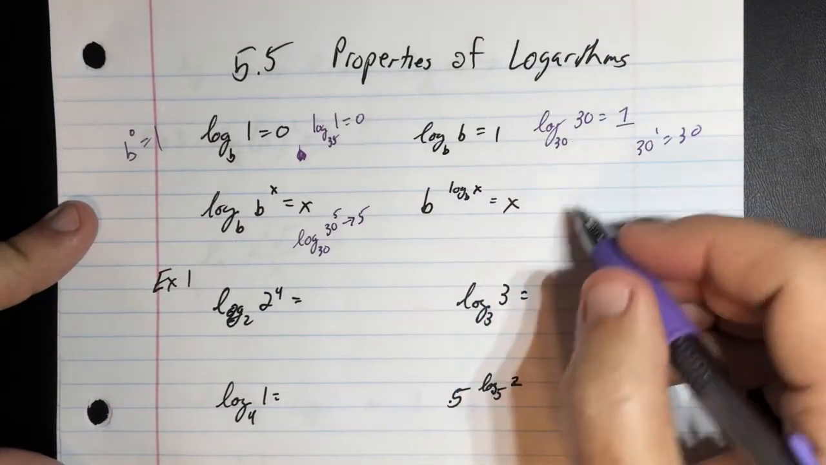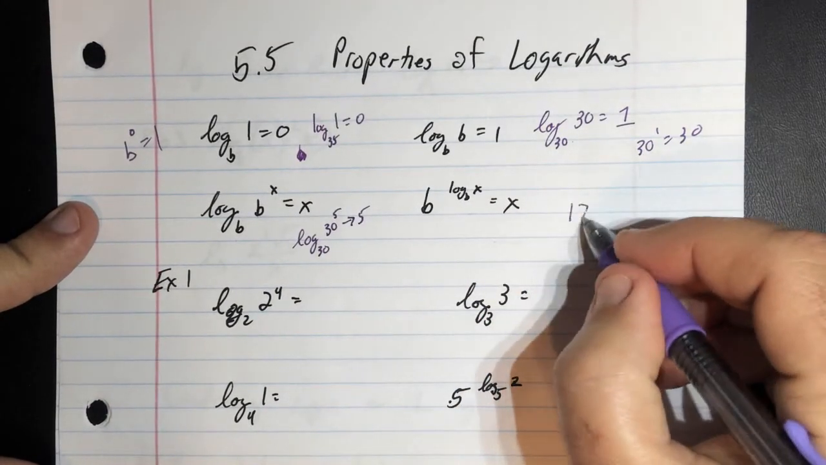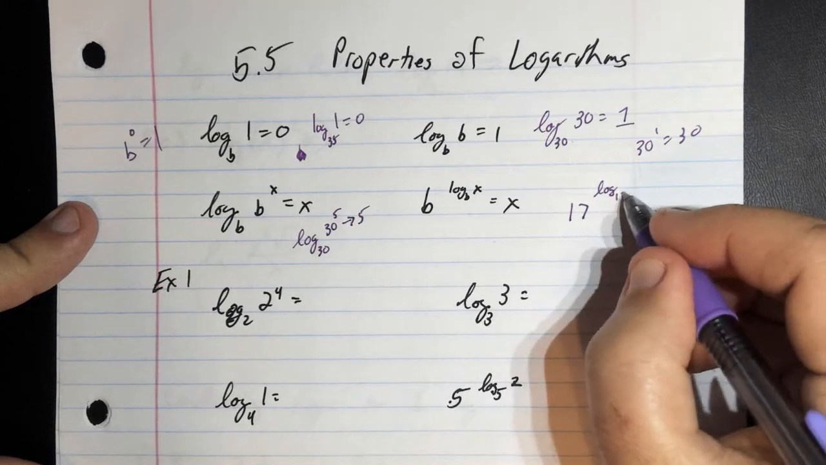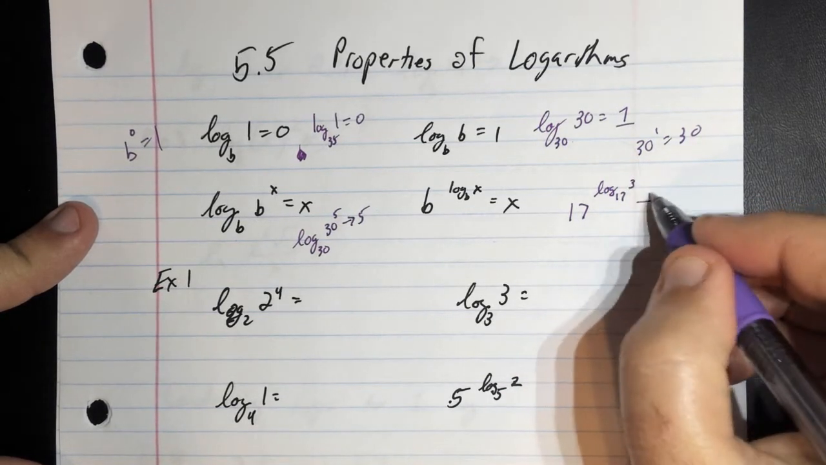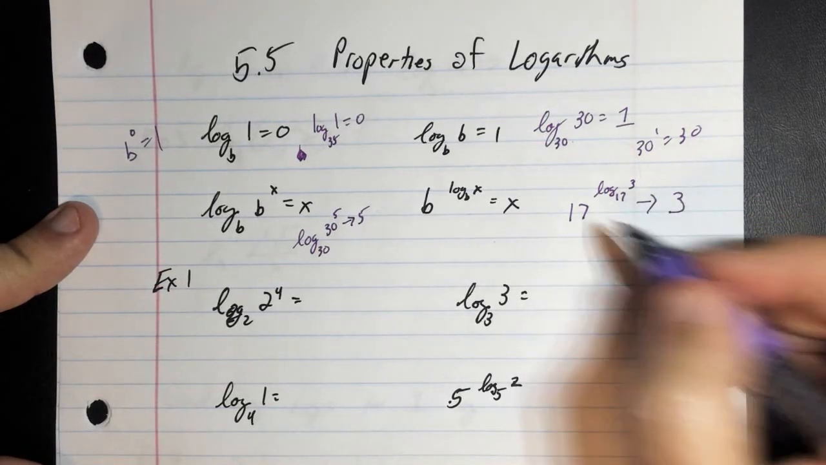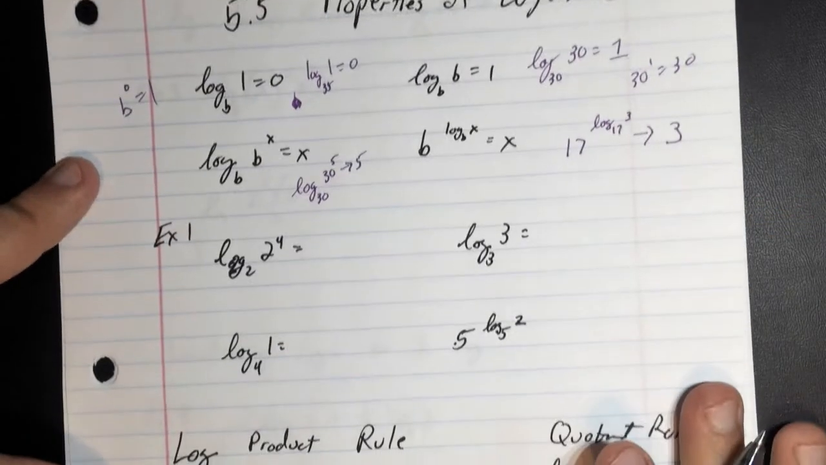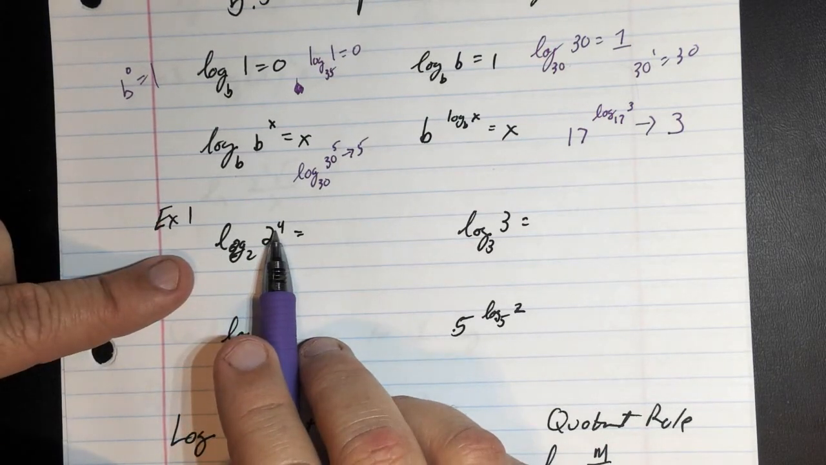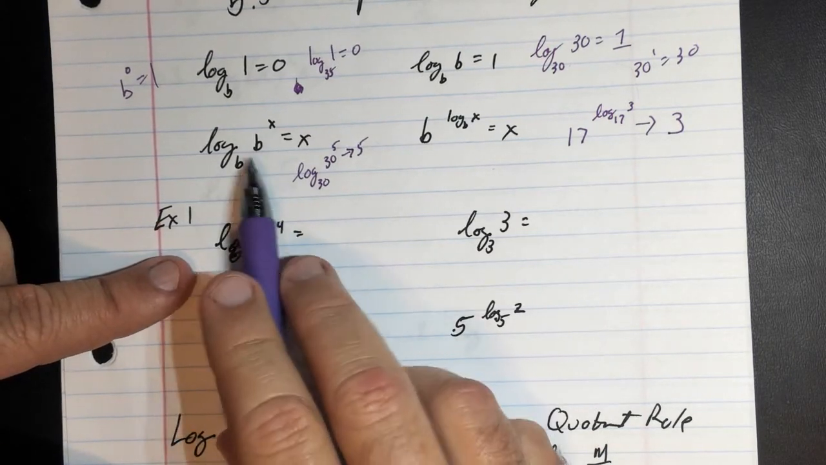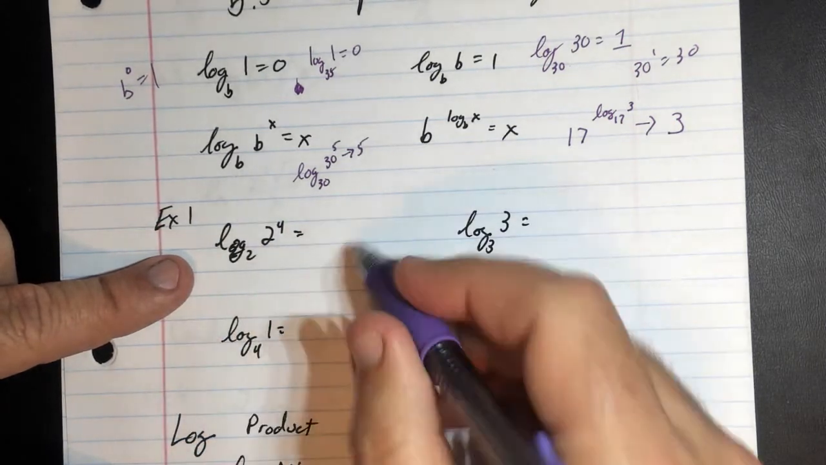Same thing here. If I have log base 17 of 17 to the 3rd, the answer is going to be 3, as long as the bases are matched up. So let's look at these examples. Log base 2 of 2 to the 4th power. Well, that's going to follow into this one. The bases are the same. The answer is 4.